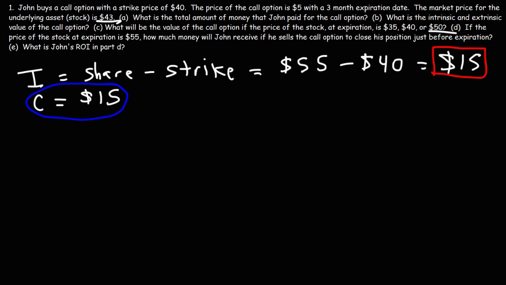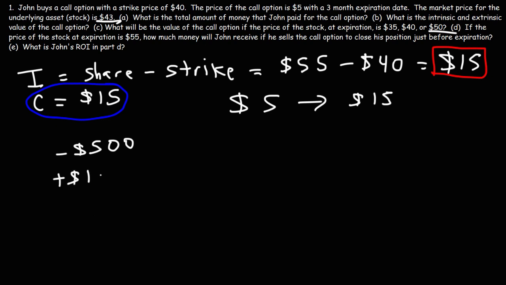But we're not finished with this problem. Initially, John paid $500 for the call option. The price of the call option went from $5 to $15. If he sells the call option at 15, keep in mind one call option controls 100 shares. He's going to receive $15 times 100 shares, so his account will be credited with $1,500. He put in $500 and got back $1,500. His net gain is $1,000 on his trade.